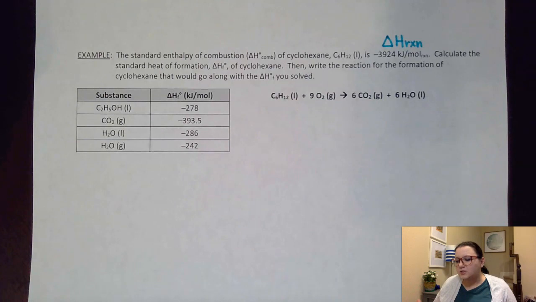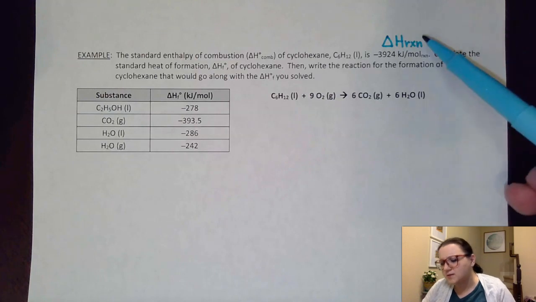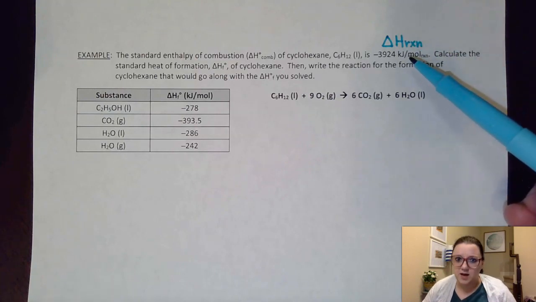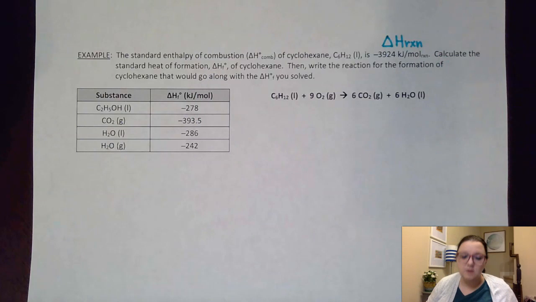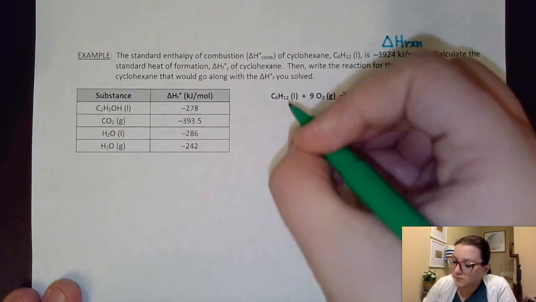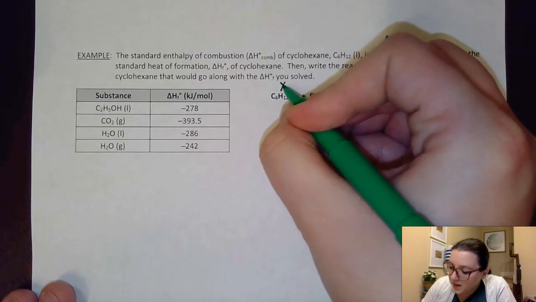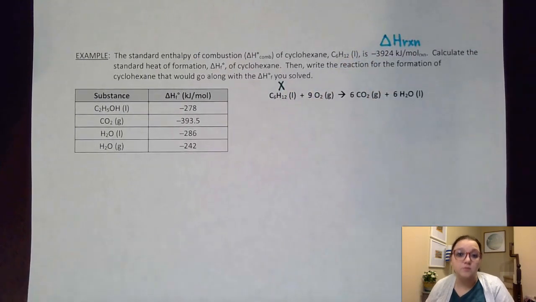So what I need to do is basically plug everything into my heat of formation equation, just like we've done before, except this time I'm going to know the heat of reaction, and I'm going to be looking for one of the heats of formation. And so what we're going to do is, as we plug everything in, we'll put in X for the C6H12's heat of formation and solve it using algebra.